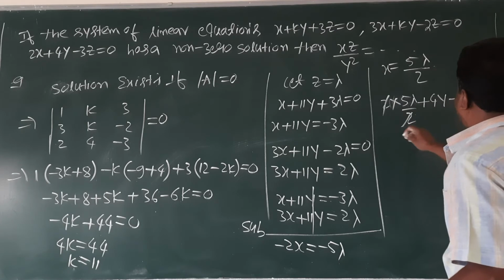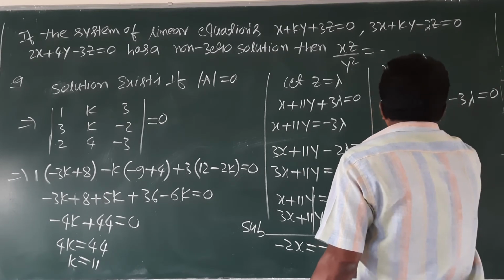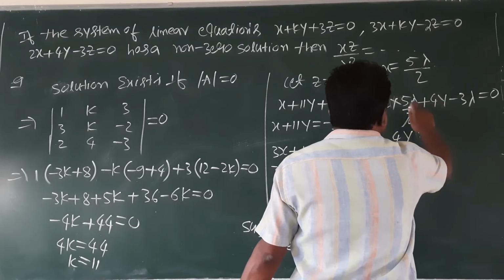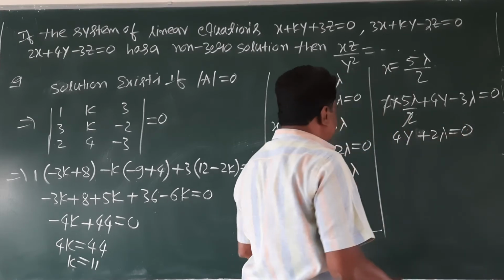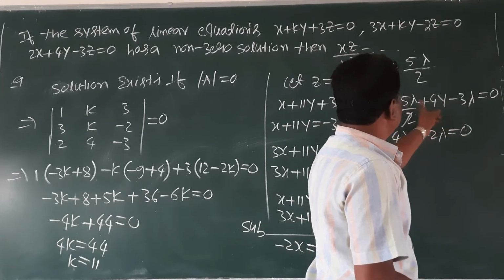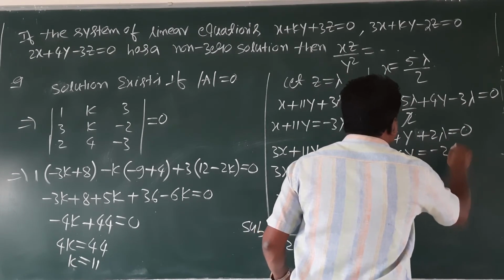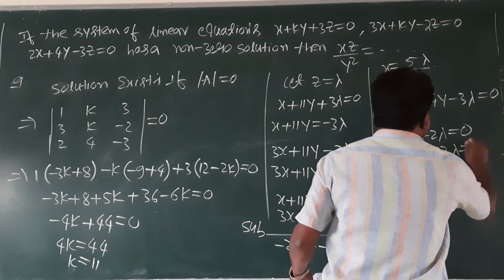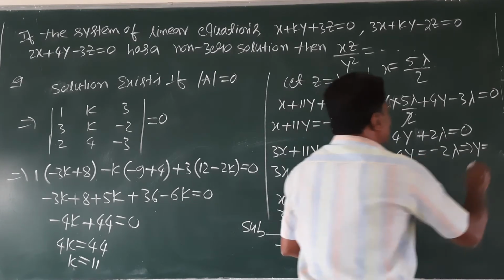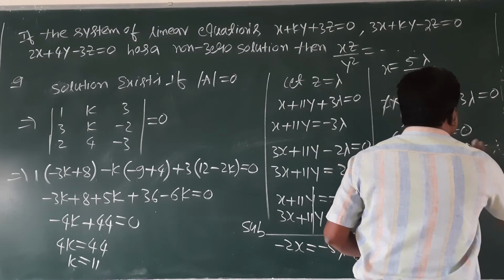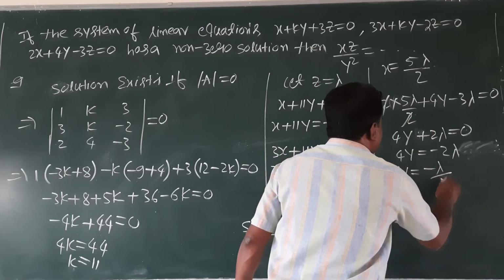equals 0. The 2 gets canceled. 5 lambda minus 3 lambda, 4y plus 5 minus 3, 2 lambda, is equal to 0. So you find out the y value. 4y minus 2 lambda, that implies y is equal to minus lambda by 2, that implies y is equal to minus lambda by 2.